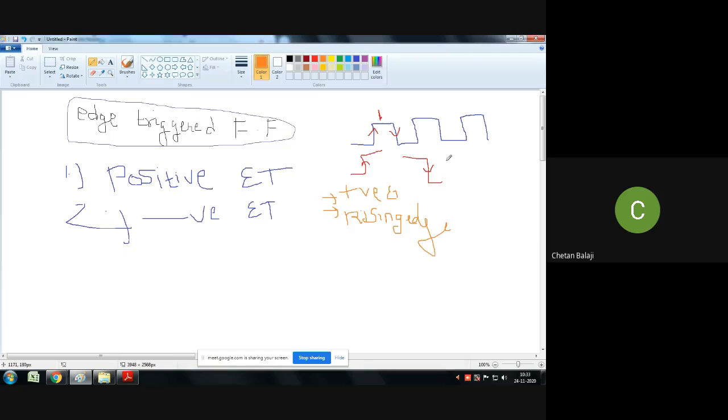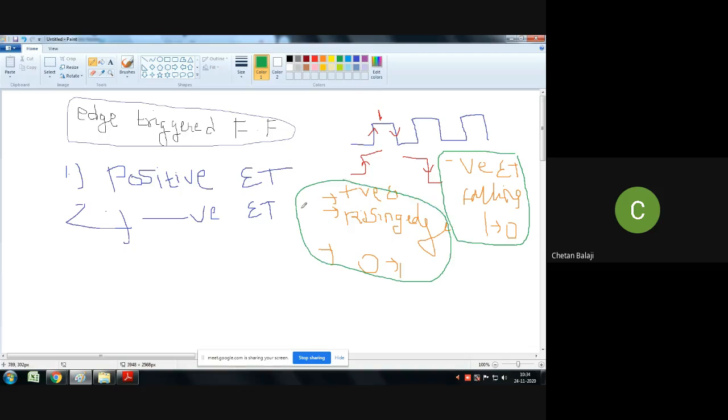This is called negative edge triggered, or also falling edge. In the third case it is going from 0 to 1, and this is coming from 1 back to 0. You should understand this. Positive edge trigger, negative edge trigger. This is very important. This is the clock pulse.